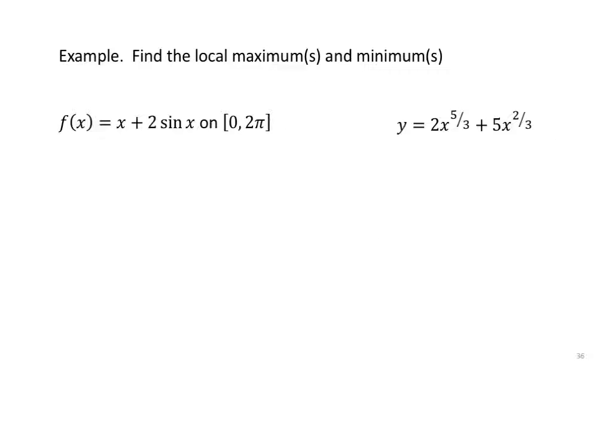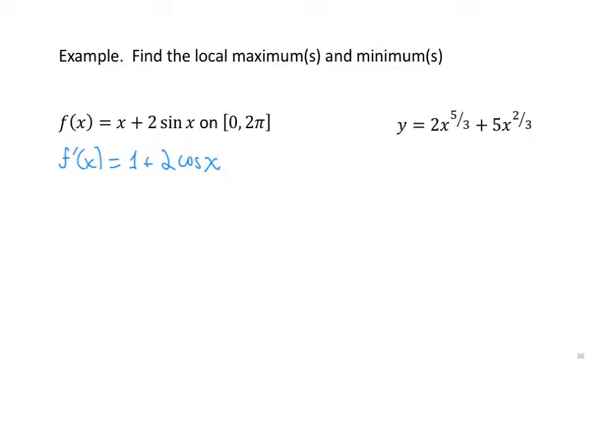Let's work out a few examples for finding local maximum and local minimum. Remember, that's when the derivative changes sign. Our first function is going to be x plus 2 sine x, and we're considering that on the interval 0 to 2 pi. We'll start by taking the derivative. So we have f prime of x is equal to 1 plus 2 cosine x.